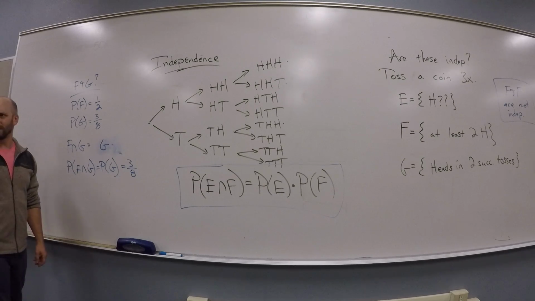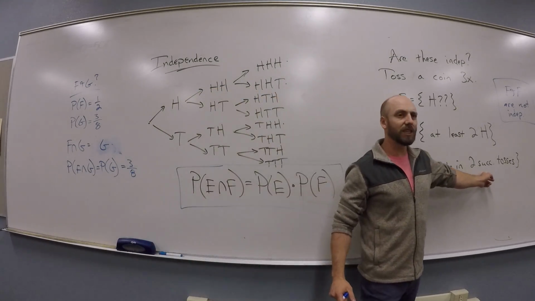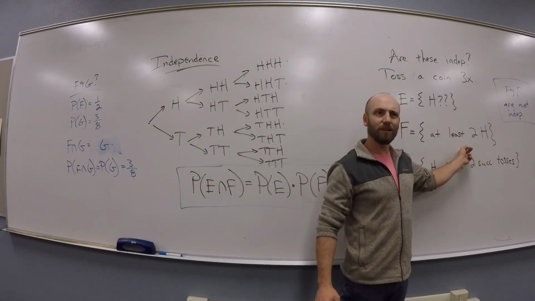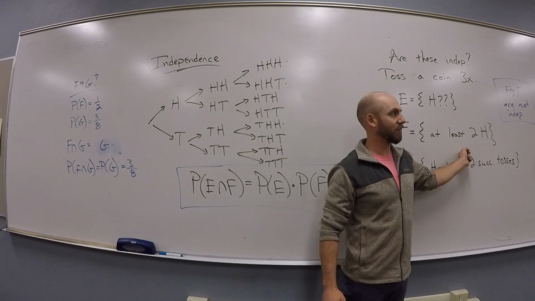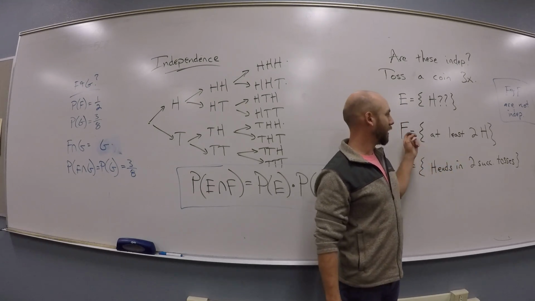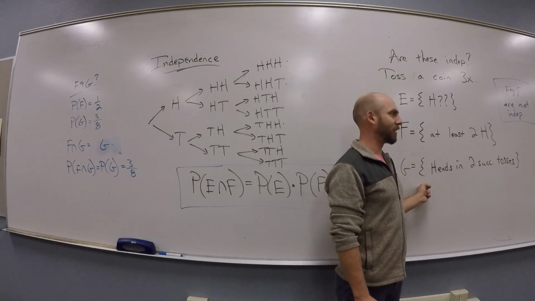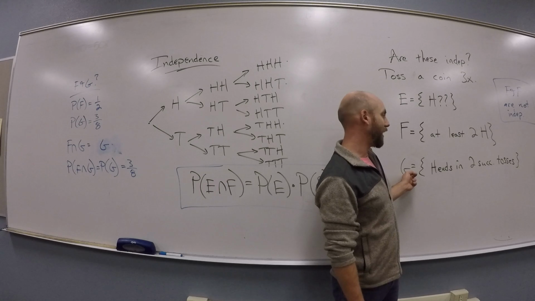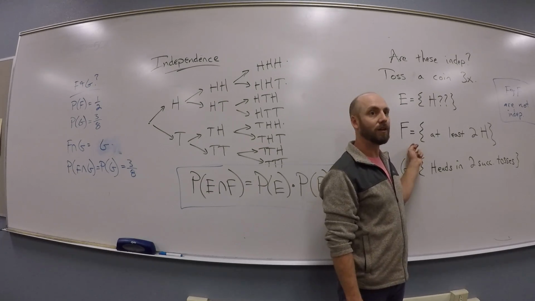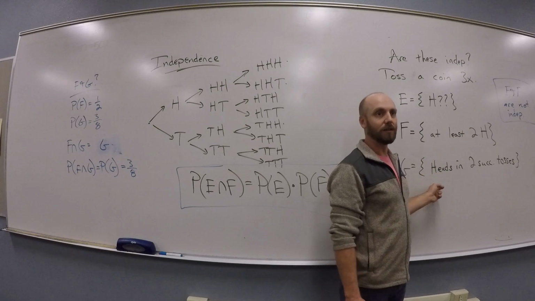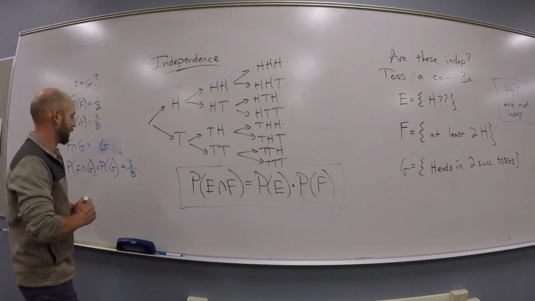How does that seem obvious? If you have heads in two successive tosses, then you definitely know that you have at least two heads, right? You guys see that? So knowing that there are at least two heads would tell you something about G, or knowing that you had heads in two successive tosses would tell you something about F. So these are going to be dependent. Okay, so let's try E and G then.